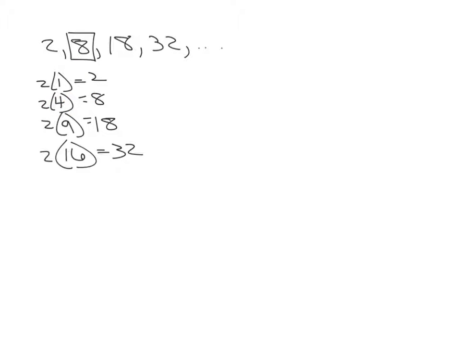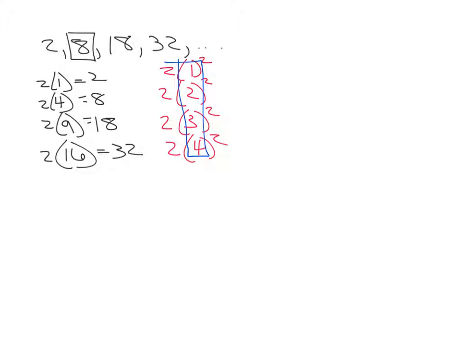So this can actually be written as 2 to the 1 squared, 2 to the 2 squared, 2 to the 3 squared, 2 to the 4th squared. Notice what we've got here is a 1, 2, 3, 4, first, second, third, fourth number. So that means that these numbers right here are my n's.